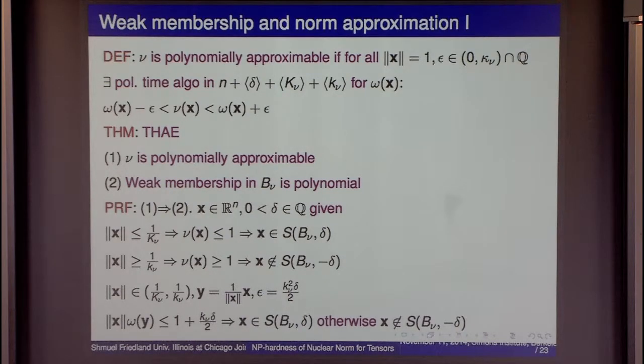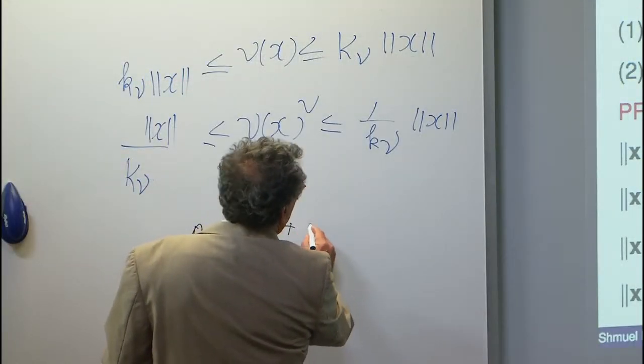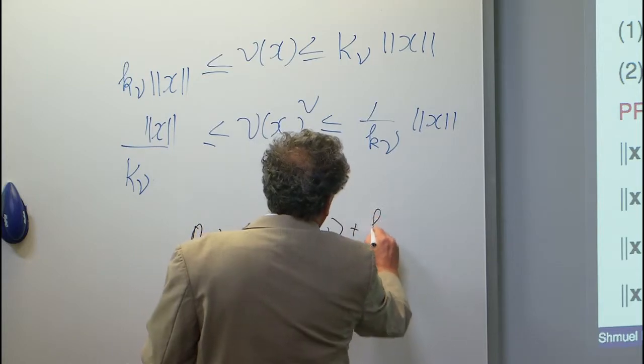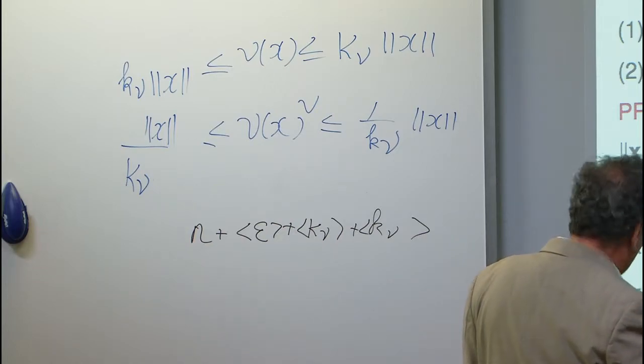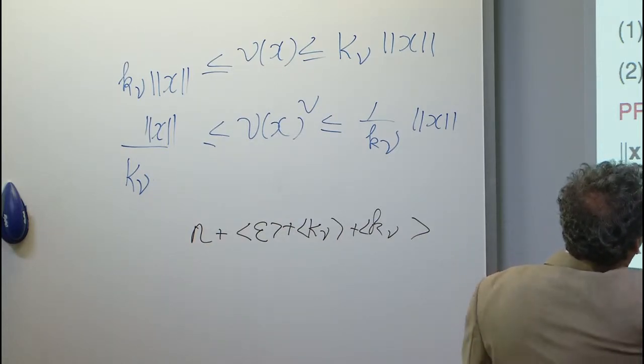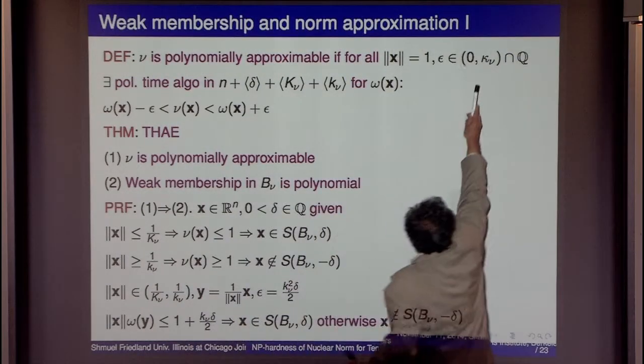What is the delta there? This is a typo. You are right, I'm sorry, this should be epsilon. I changed the notation. This should be n plus epsilon plus k nu. Assume x to be rational and the number of bits. Epsilon is rational, that's assumed here. And x?